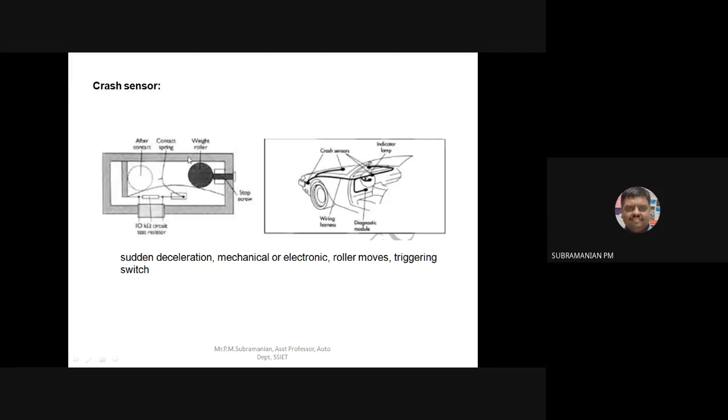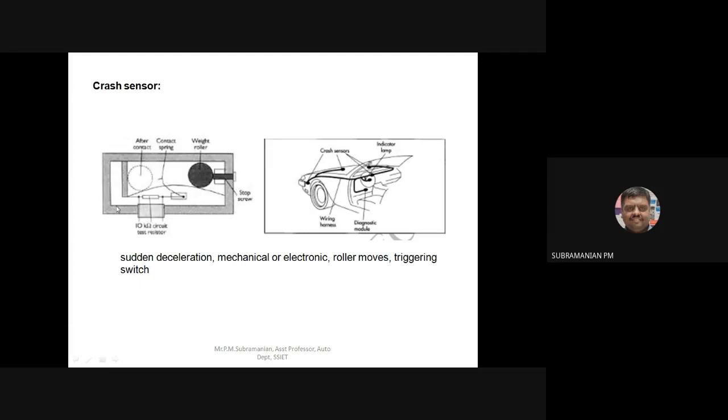And the next one is a crash sensor. The crash sensor will give the input that tells when to deploy the airbag. The airbag is used for protecting the passenger occupants in a crash. That is, it will prevent injury that would happen to them or to whatever parts. Okay, so I have to initiate my airbag. For that, I have to get the input from a sensor, that is a crash sensor.